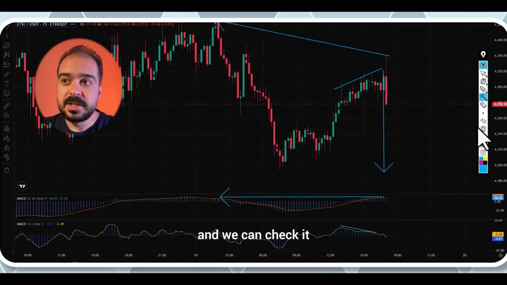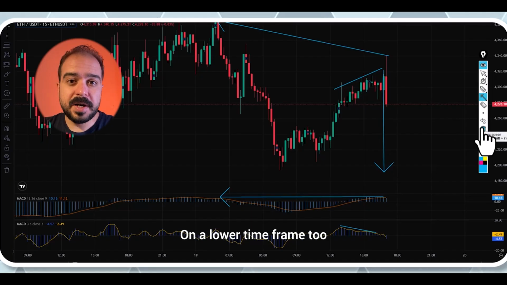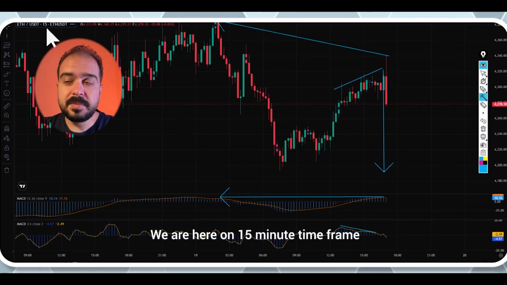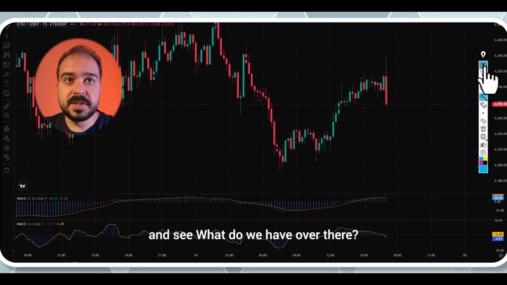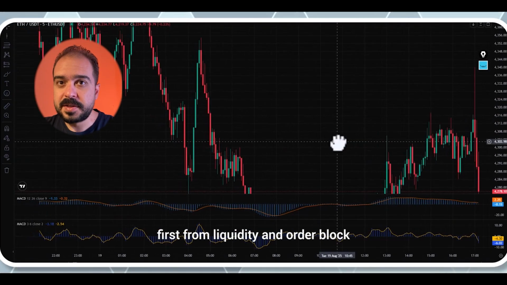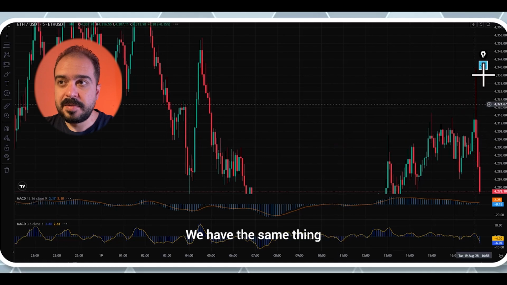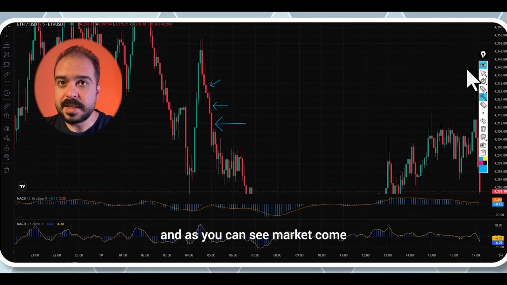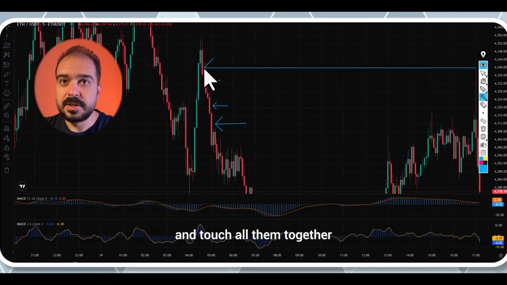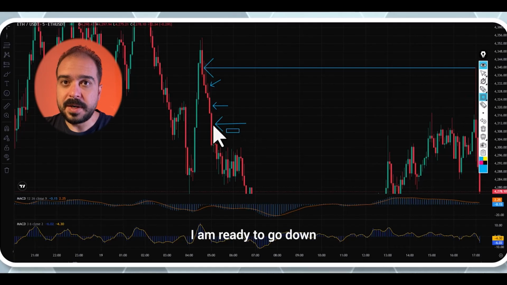And we can check it on a lower time frame too. We are here on the 15-minute time frame. So let's go to a 5-minute time frame and see what we have over there. On the 5-minute time frame, first from liquidity and order block, we have the same thing. We have imbalance, we have imbalance, we have order block. And as you can see, market comes and touches all of them together. So it tells us I am ready to go down.